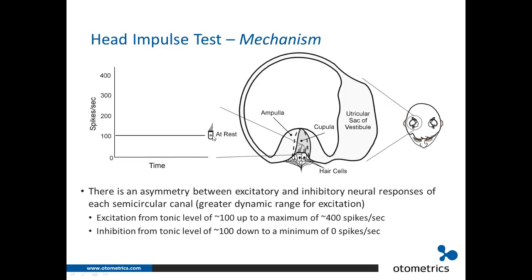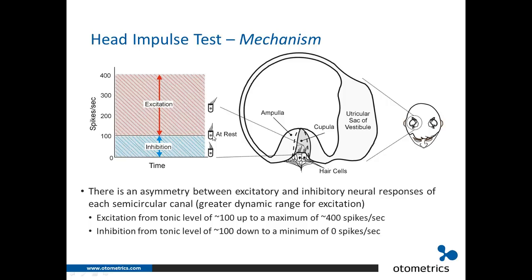When the head is at rest, each hair cell still provides pulses of neural activity at about 70 to 100 spikes per second to the central nervous system. If the hair cells bend in one direction, it causes excitation and the neural firing can increase up to 400 spikes per second. If the hair cells bend in the opposite direction, it causes inhibition and the neural firing decreases. But in the case of inhibition, the neural firing can't drop below zero, which causes an asymmetry between the excitatory and inhibitory responses of the hair cells.